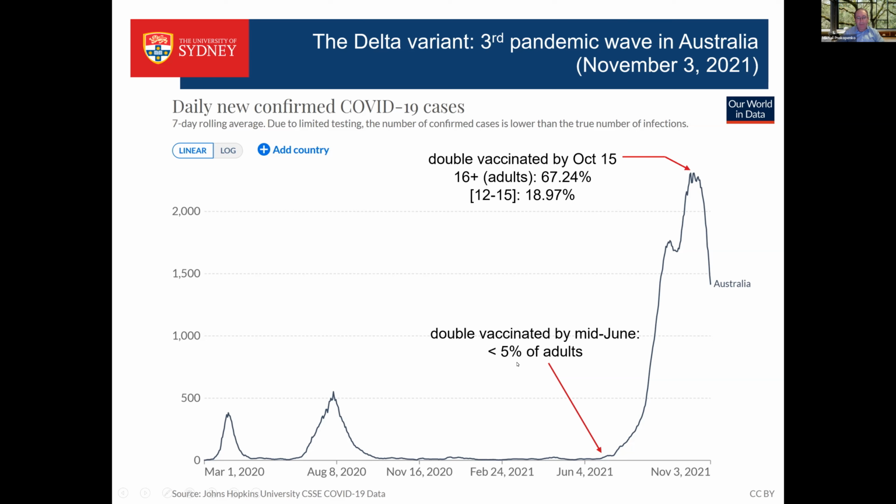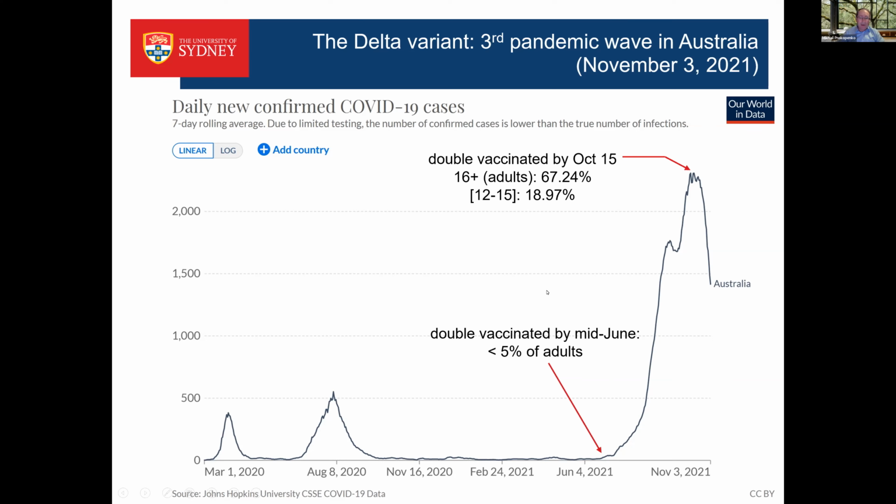In mid-June, we had less than 5% of adults vaccinated, and a rapid progressive rollout, which ramped up, reached two-thirds of the adult population and 20% of children in this age group by mid-October. And in combination with the lockdown, it essentially controlled the epidemic, which started to go down. Unfortunately, then the Omicron variant came and the story sort of repeated.